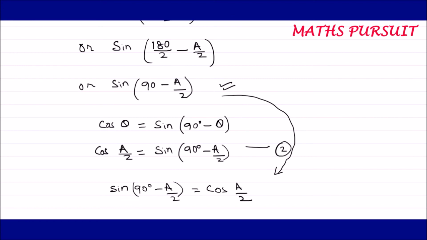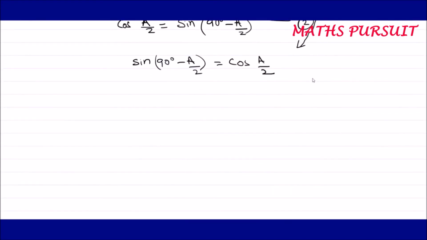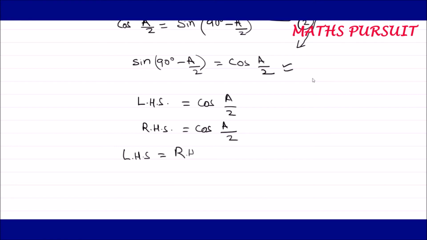So I can easily say that the left side of the equation is nothing but the right side of the equation, because the left hand side of the equation we reached here is equal to cos A by 2. And the right side of the equation, which is given, is also equal to cos A by 2. So we can say left hand side of the equation is equal to right side of the equation. Hence proved.